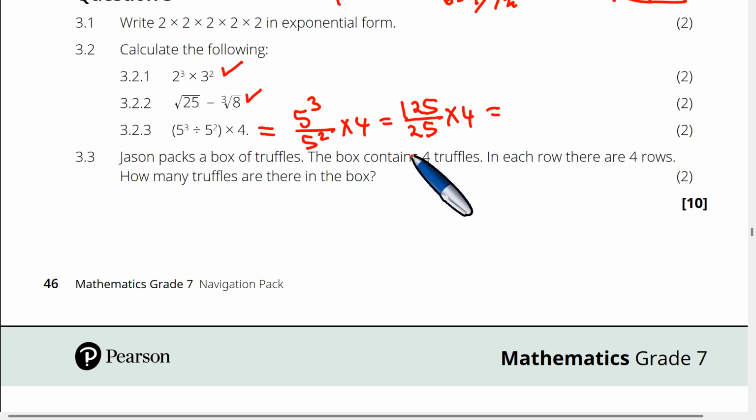Okay, this is what we get. Then, if you divide here, 25 goes how many times into 125? 5 times. Right? How many times do you think it goes there? 5 times. Okay, good. So you have exactly 5 times there. By 4. What is 5 by 4? 20. A big 20.